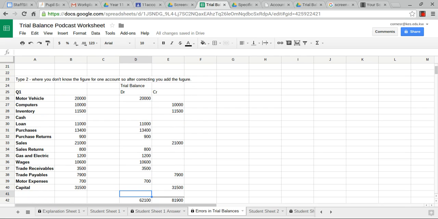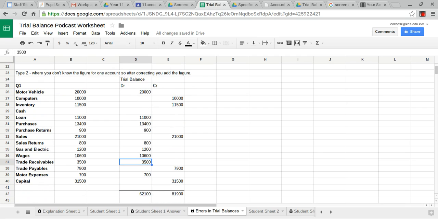And fortunately, the two sides now balance. Okay, type 2, this is where you're not given one of the figures and you're told to do the corrections and then make the accounts balance by putting in the balancing figure. So we've got motor vehicles, they're in the right place, but the computer's in the wrong place this time. Okay, 10,000 on the debit side, that's a non-current asset. Inventory is also in the wrong place, but that's a current asset, so it still goes on the debit side.